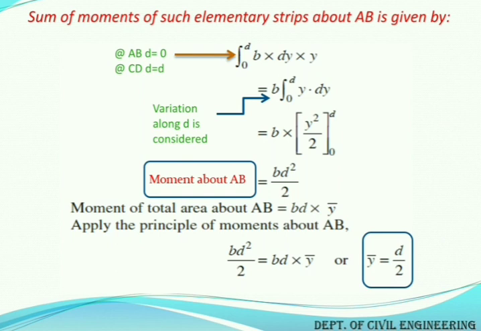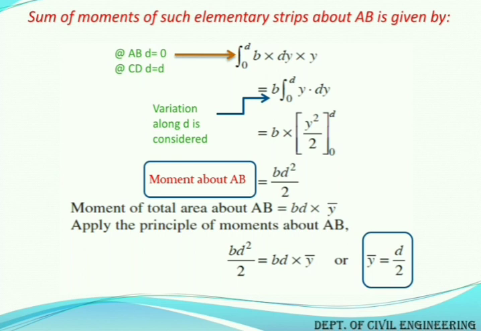This completes our fourth step where we are able to obtain moment of all the elemental areas in the integration limit of 0 to D about the axis which we have selected, which is AB, or say horizontal axis in this case. So now last step is to apply principle of moments. What does principle of moments say?